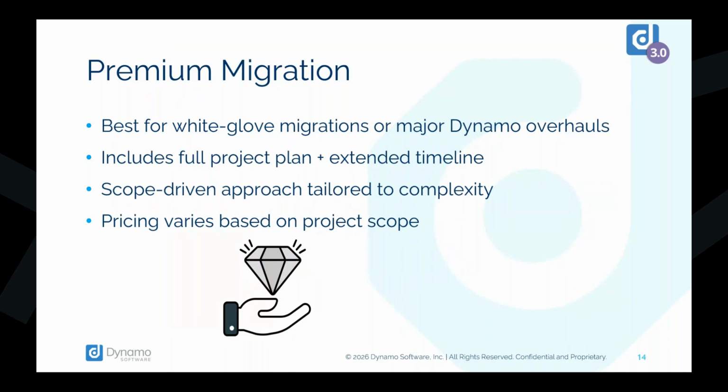It's a comprehensive, fully supported delivery model. It includes a structured project plan, a dedicated Dynamo implementation team, and an extended timeline. The pricing will vary based on the overall project scope and the level of customization required. This is a really tailored implementation approach. The migration is fully customized to your organization's needs. It ensures alignment with your current processes while also incorporating some of the best practices where appropriate. This is ideal if you're looking for a more guided white glove experience as you migrate to 3.0.